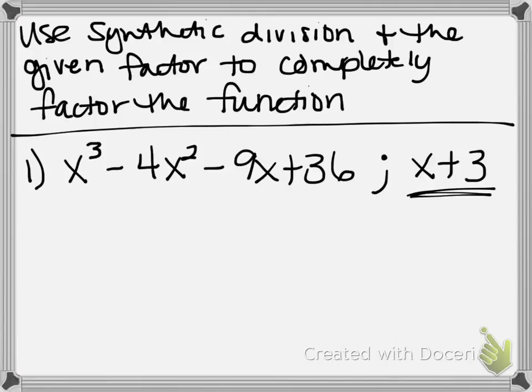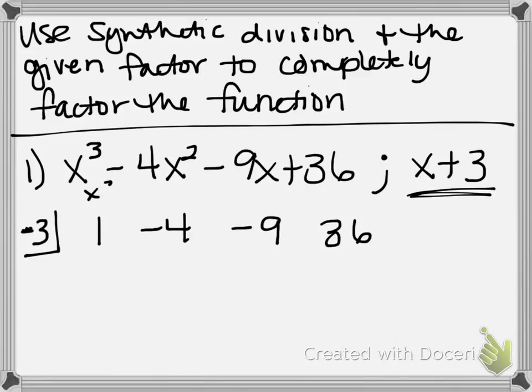This is one of the binomials. And we know it's a factor, so therefore we know we'll get a remainder of 0. So first we need to divide synthetically. So I have a negative 3 in there. I have a 1, negative 4, negative 9, and 36. So remember this is x cubed, x squared, x, and my constant.